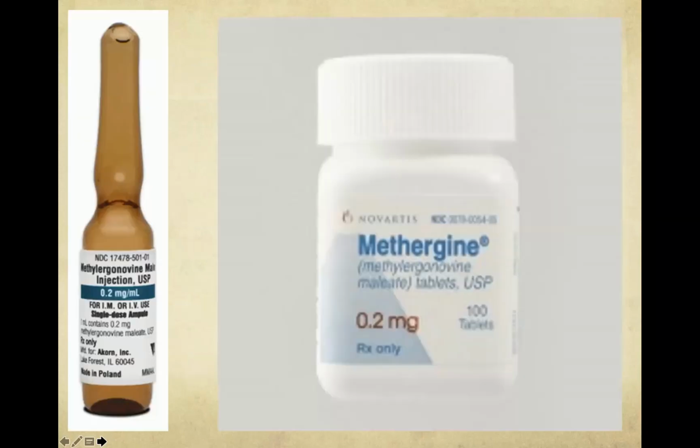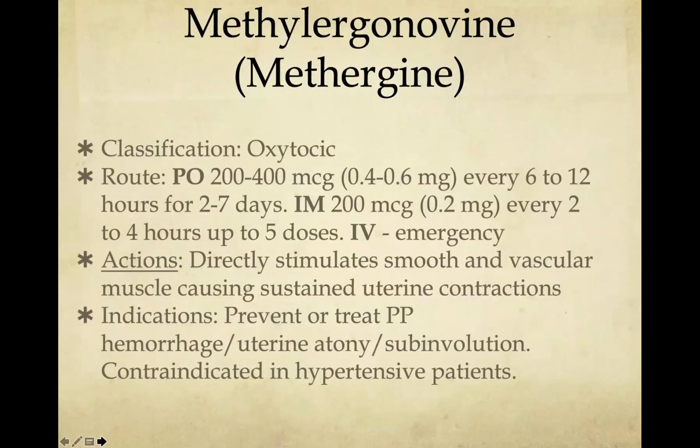The second one I want you to know is Methergine. Again, you don't need to know the exact dosages for now, but understand that it's stimulating the smooth and vascular muscle, causing sustained uterine contractions. It is used for a multitude of issues: postpartum hemorrhage, uterine atony, which basically means a very boggy uterus, to help with subinvolution, where the uterus is going back to its pre-pregnancy state.